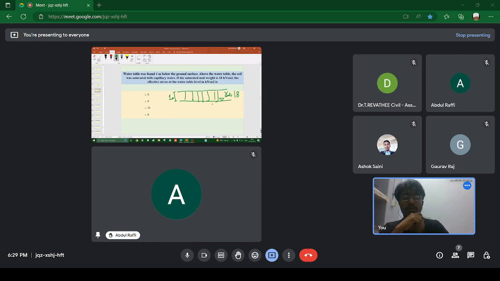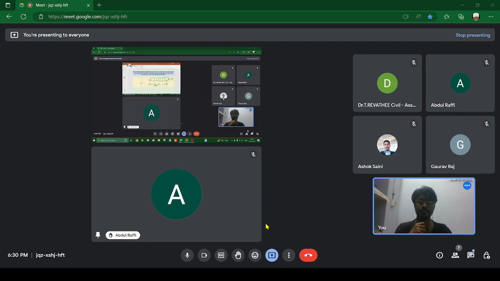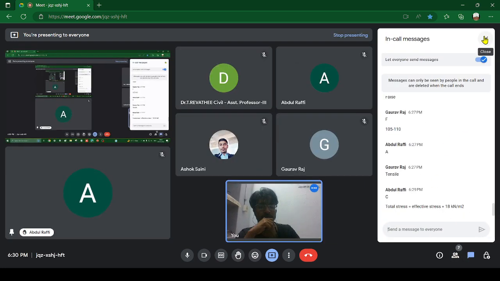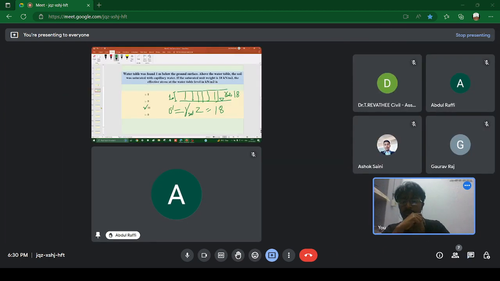Why? Because when capillary action is present, the value of effective pressure is gamma sat into Z, that is 18 into 1, that is 18 kN per meter square. Total stress is equal to effective stress. Yes. Good. So this question is done.